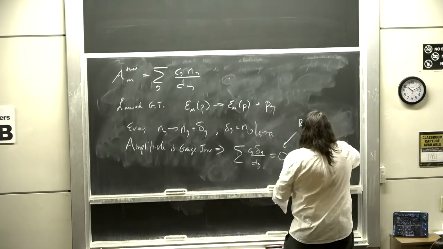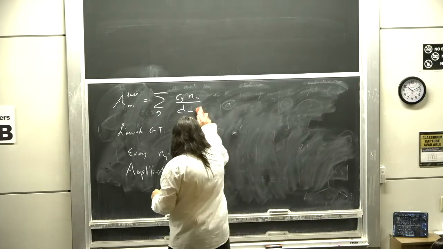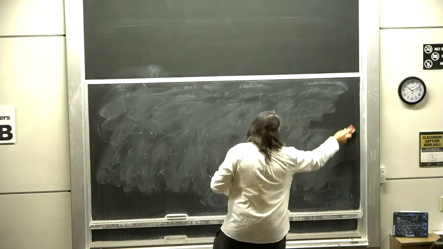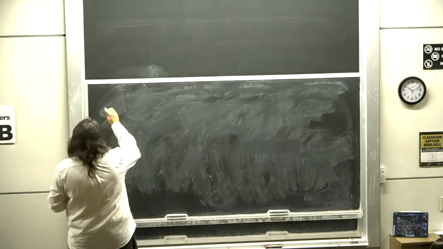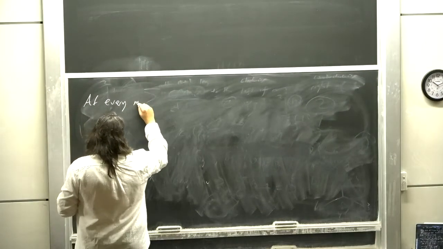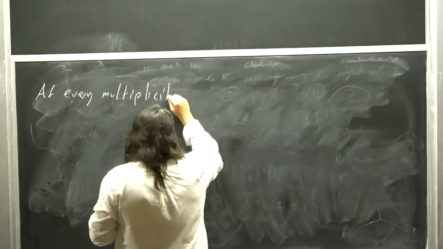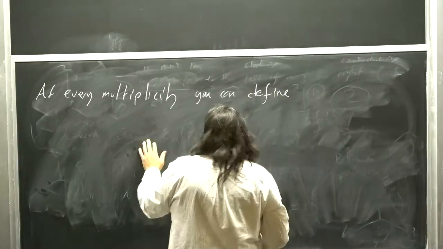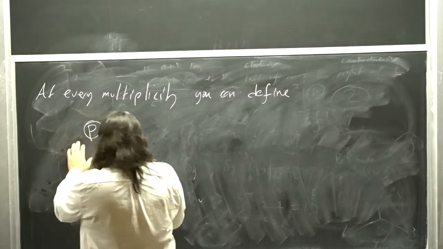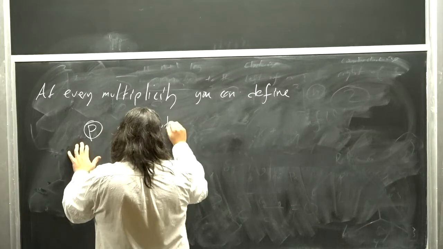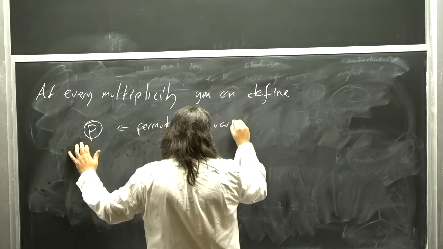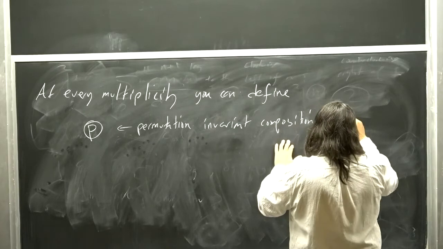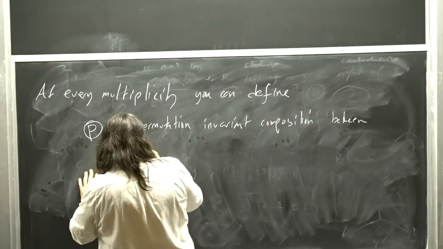All right, so I'm not going to have time to give a bananas amount of details, but let me just tell you something that's true. Is that at every multiplicity, you can define a permutation invariant composition between adjoint type numerators.